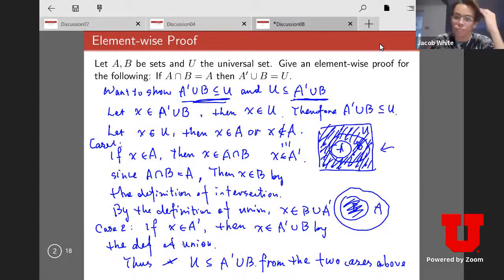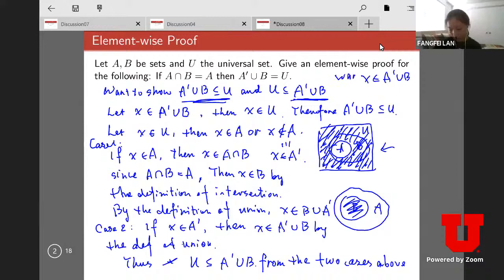So we have A as a subset of B, and then we have U as a universal set on the outside. My point is that what we want is for X to be in A complement union B. That's what we want, right?